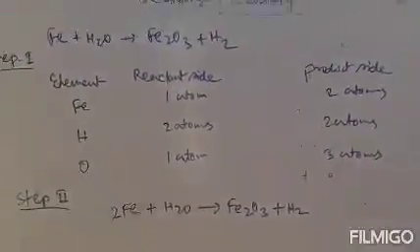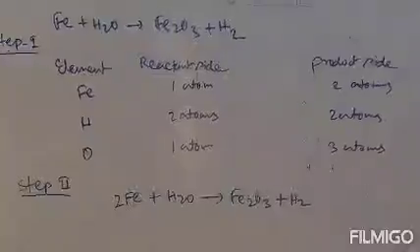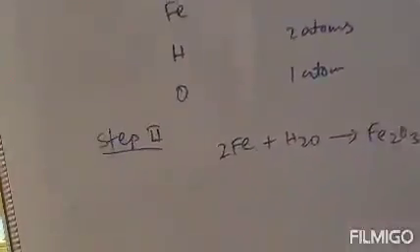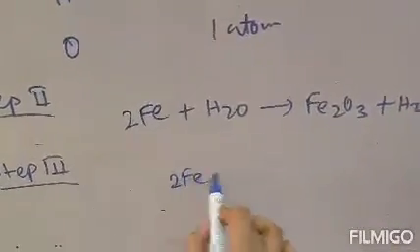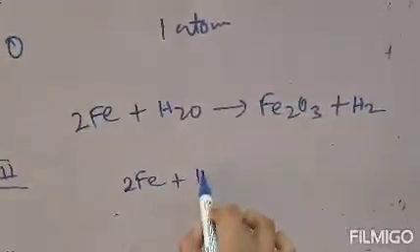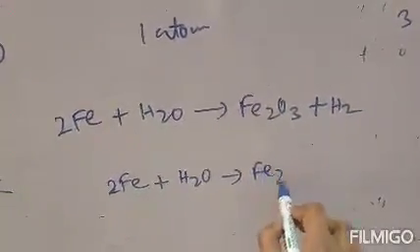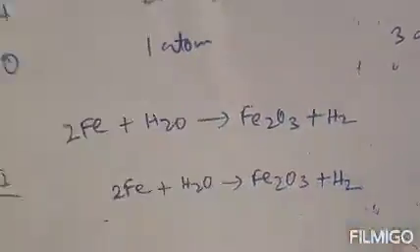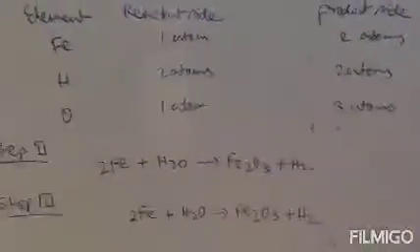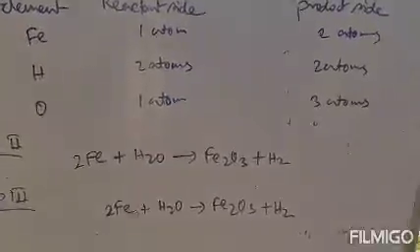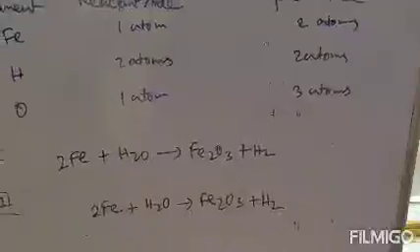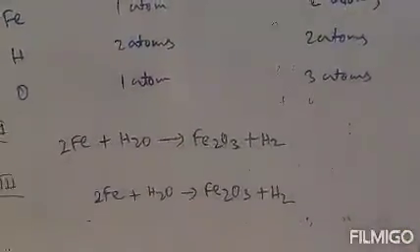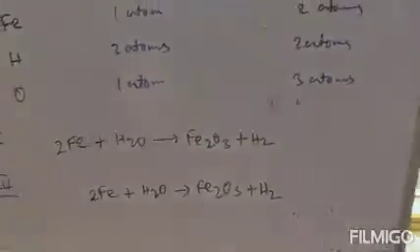So Fe is balanced, so now oxygen is to be balanced. We will do this in your step number 3. Just point step 3 and write the equation of step 2: 2Fe plus H2O gives Fe2O3 plus H2. Clear? So Fe is already balanced. Now we have to balance oxygen. On the reactant side there is 1 oxygen atom, and on the product side there are 3 oxygen atoms.